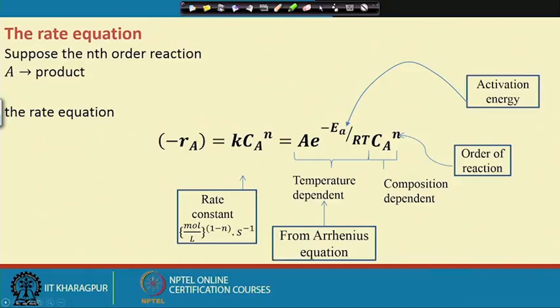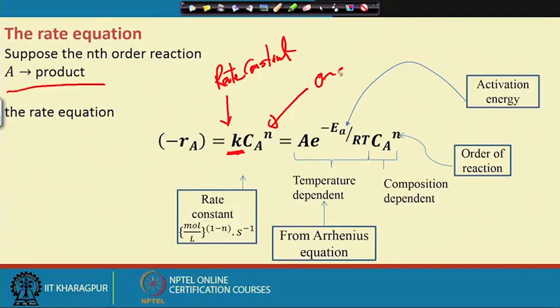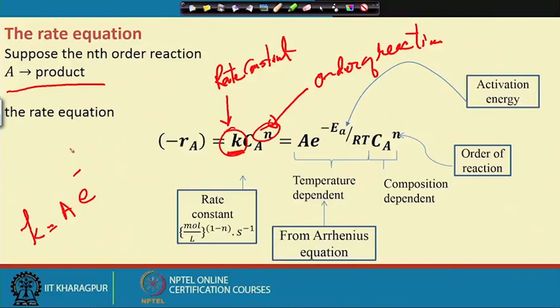Now, suppose we have taken a very simple reaction, A going to product, where A is the reactant. How can we express the rate equation? Minus rA equals k Ca to the power n, where k is called the rate constant and n is called the order of reaction. So, these are the two constants that we have. Again, k depends on temperature, and that can be expressed by the Arrhenius equation, k equals A e to the power minus Ea by RT. If we put it here, the whole equation looks like this.